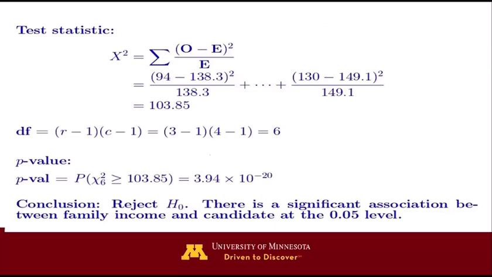So what you're trying to say now is that an association exists, a relationship exists between family income level and candidate preference. And this relationship, this association, is significant. That's what you're trying to tell the world. Is there any question at this point?